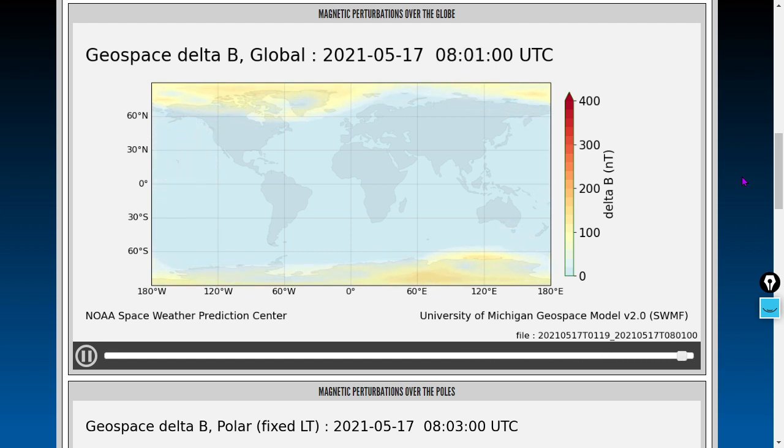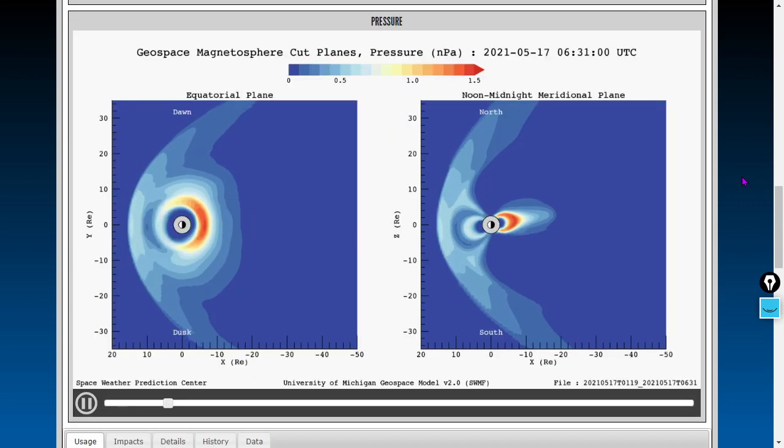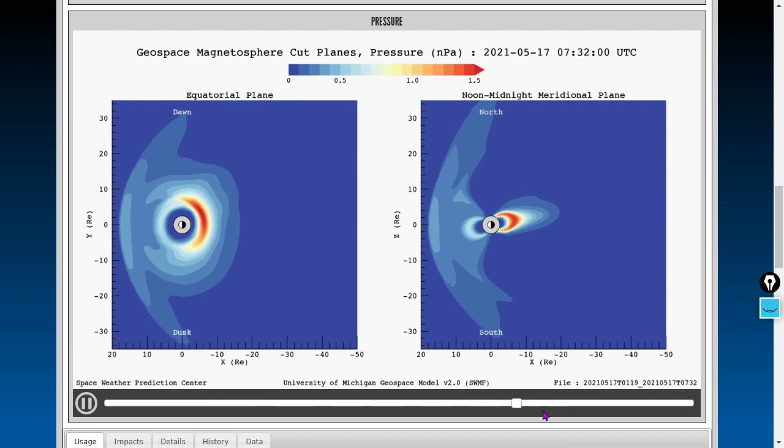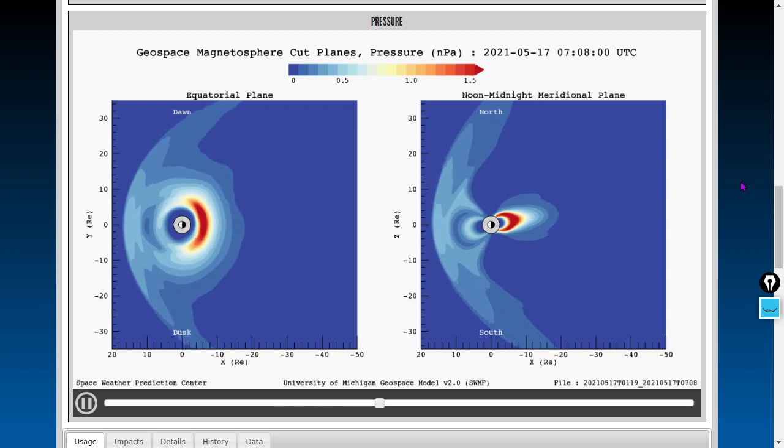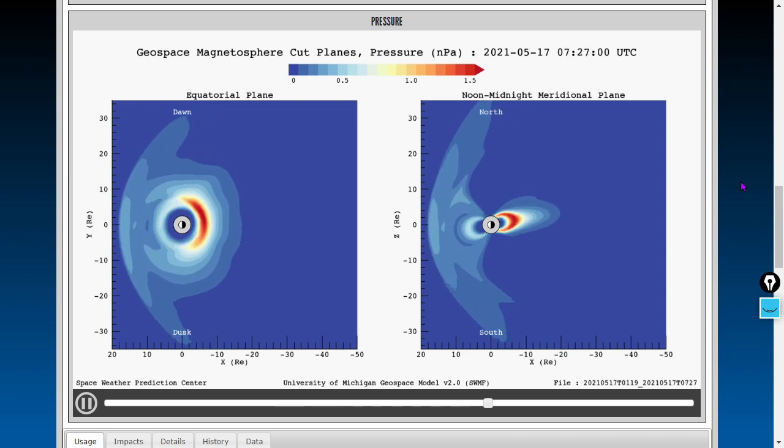And here are ground magnetic perturbations. It looks like we've got missing data here. Actually, that's not 4 hours of data, folks. It's only like an hour and a half of data. It normally shows 4, not sure why it's showing less.